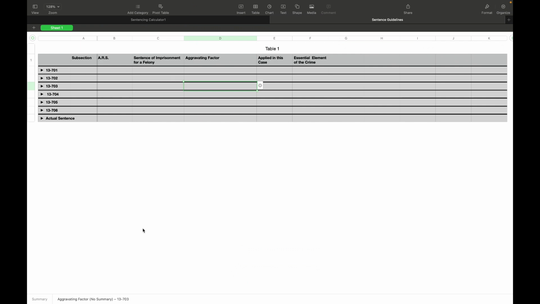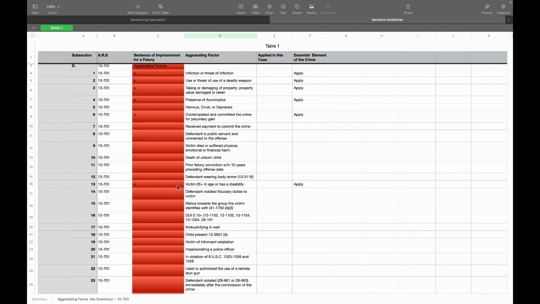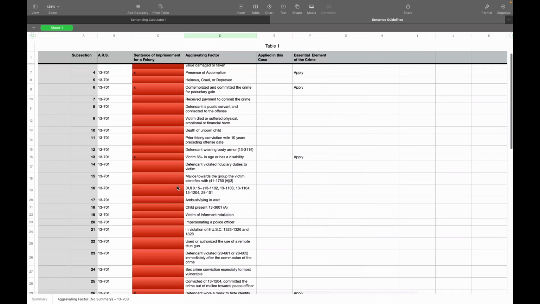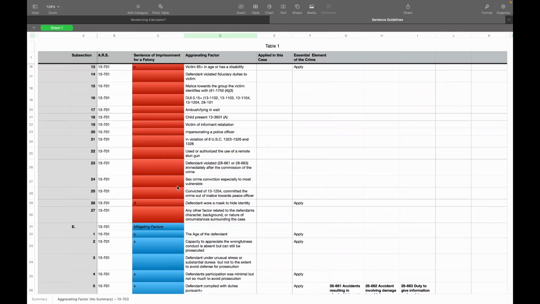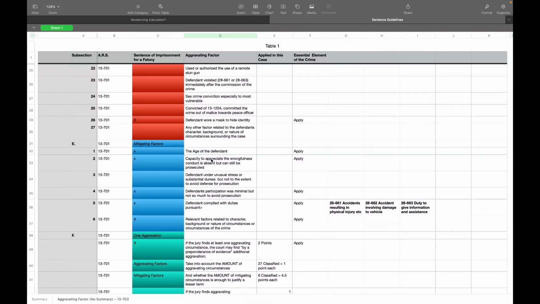Okay, so this is part two. Now we're going to get into the sentence of the defendant, and what that looks like, with visuals. So just to recap, 13-701 gives us our 27 aggravating factor guidelines, which could be used to increase the sentence. 13-701, in section E, also talks about the different types of mitigating factors that could decrease a person's sentence.